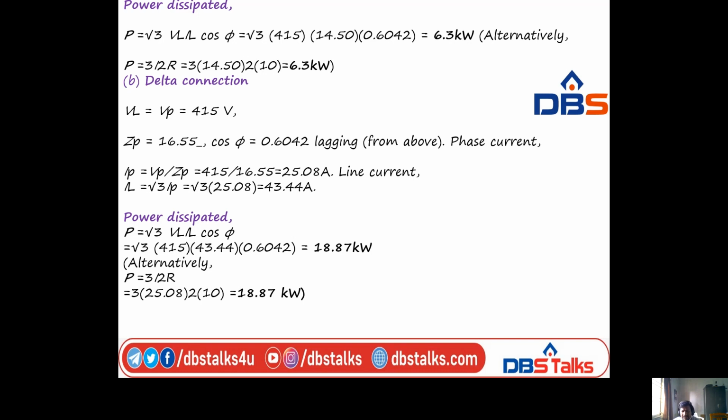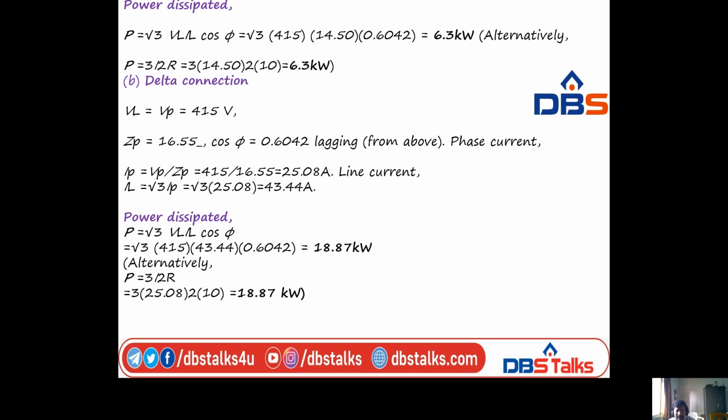Now go for the delta connection. In delta connection, line voltage is equal to phase voltage is equal to 415 volts. Now phase impedance is the same, 16.55 ohms. Now power factor is 0.604 lagging. Therefore, phase current Vp by Zp, 415 by 16.55, that is equal to 25.08 amperes.